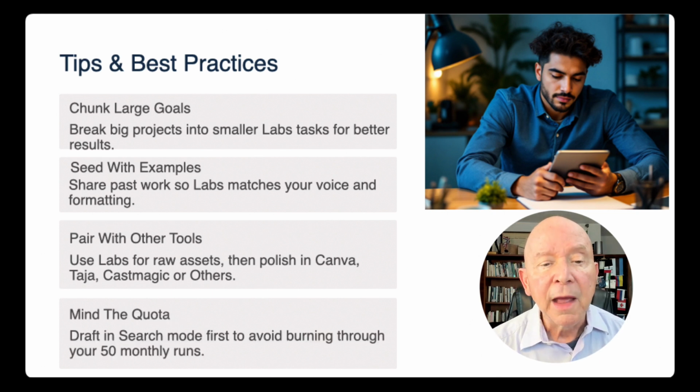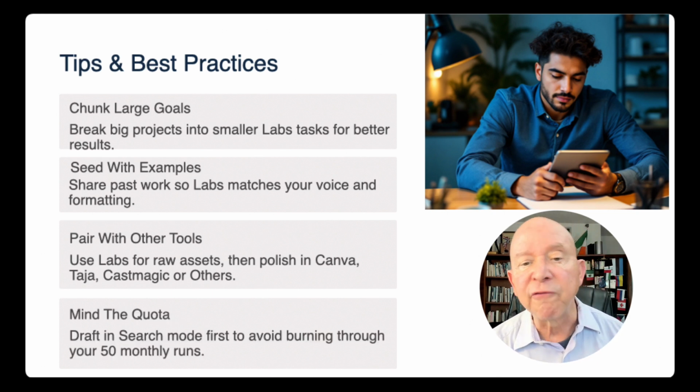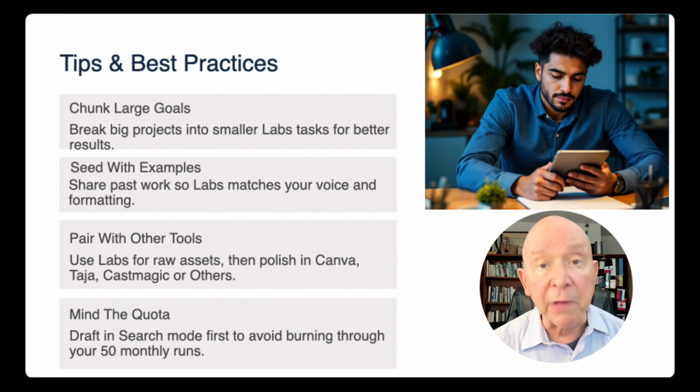And mind the quota. Draft in search mode first to avoid burning through your 50 monthly runs. For me, that's not so much of a problem. You might be in a similar situation. I do one, probably going to be increasing a little while later to two a week. So we're looking at maybe 8 a month, 10 a month for me.